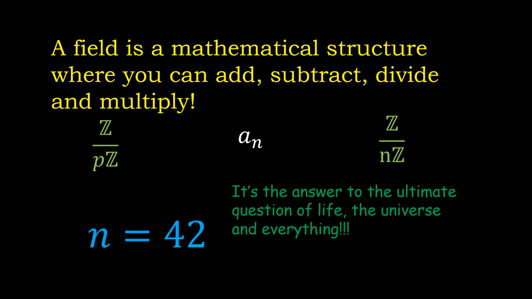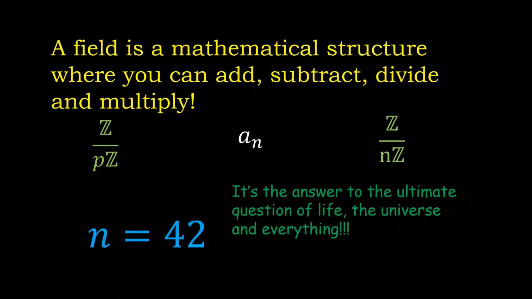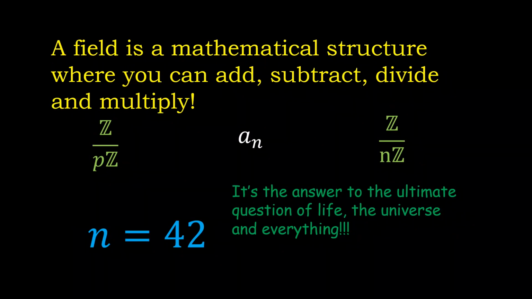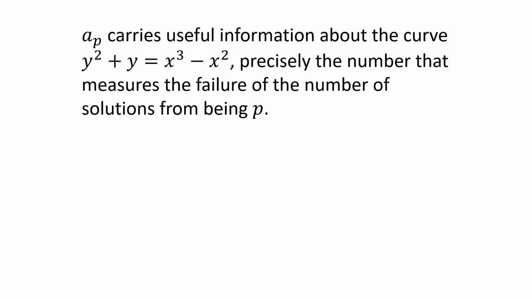Well, it's still not a problem. Even when you can't divide in Z mod NZ, you can still find the number of solutions in that ring very easily. AP carries useful information about the curve y square plus y equal to x cube minus x square, precisely the number that measures the failure of the number of solutions from being p. But if you ask me to evaluate for all p, I would want to bang my head against the wall.